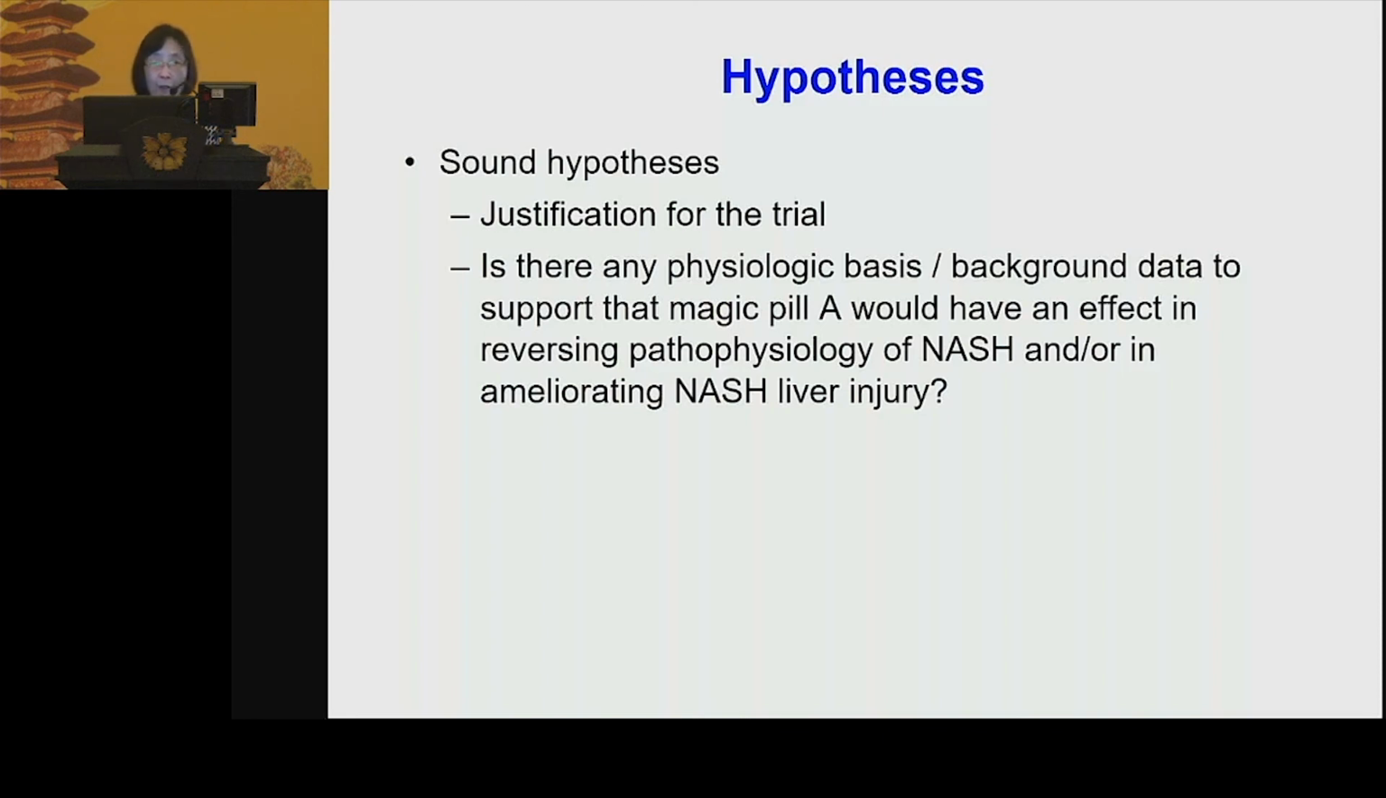You have to have a hypothesis. So if someone comes to you and says, this magic pill would help NAFLD, you have to say, what's in this magic pill? Why do you believe that? What's the rationale? What's the laboratory data? What's the pathophysiological mechanism that would make you feel that there is a chance that it would actually alter the pathophysiology of NAFL? There has to be a basis for it.